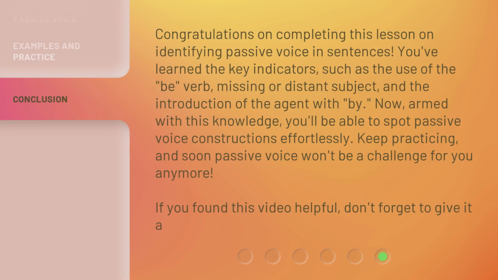Congratulations on completing this lesson on identifying passive voice in sentences. You've learned the key indicators, such as the use of the be verb, missing or distant subject, and the introduction of the agent with by. Now, armed with this knowledge, you'll be able to spot passive voice constructions effortlessly. Keep practicing, and soon passive voice won't be a challenge for you anymore.